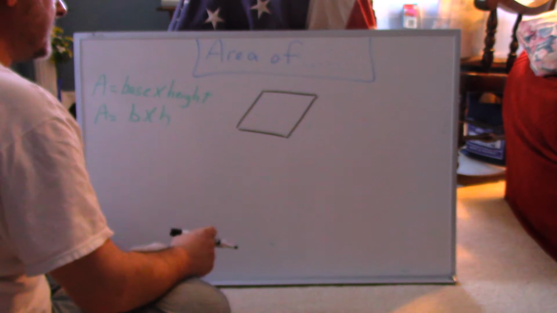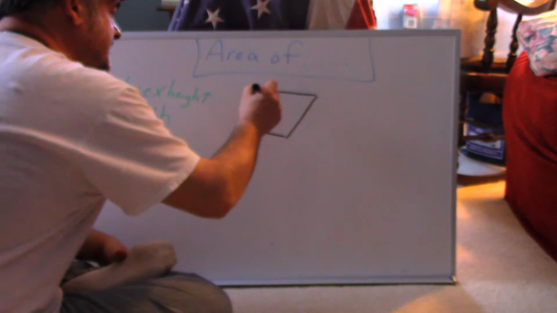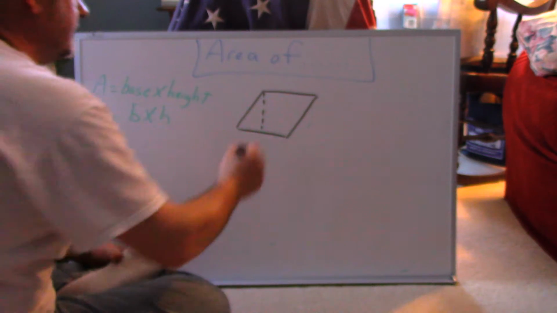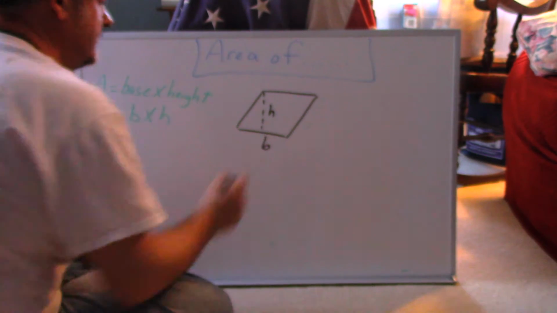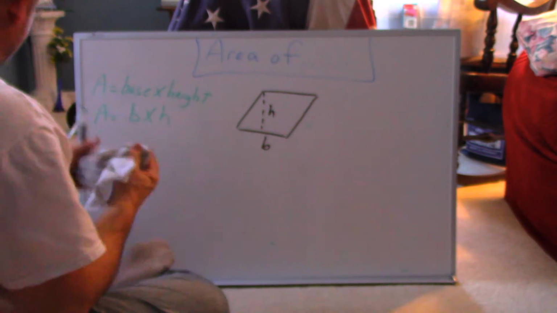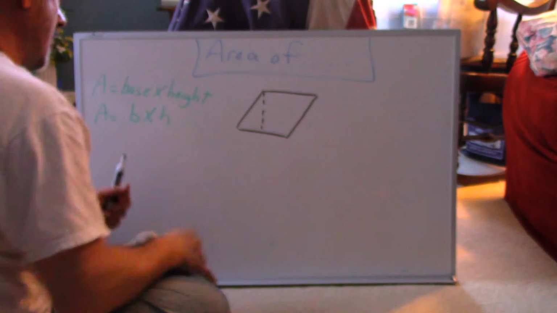Now the same thing with a rhombus, it's base times height. This is the height. That's the height. Again, this is the height, this is the base. Do not confuse them, and this is not the height. Do not make that mistake, okay? Because you will get the answers wrong.